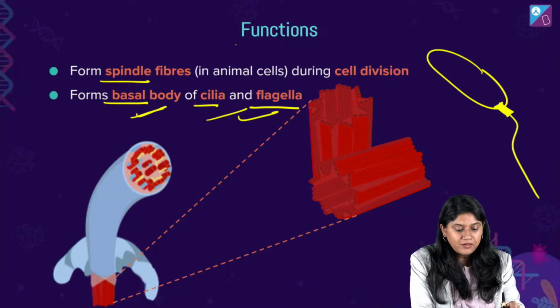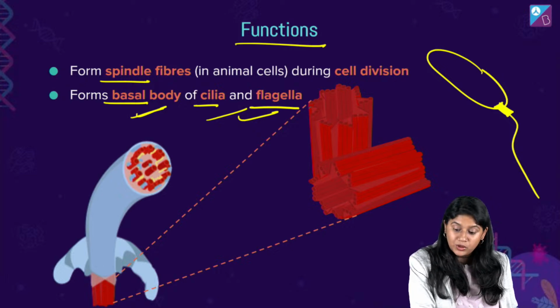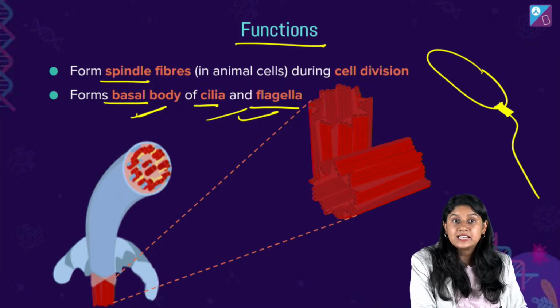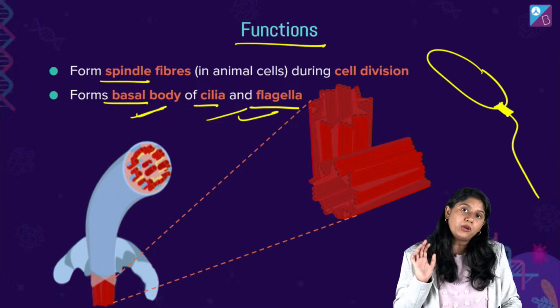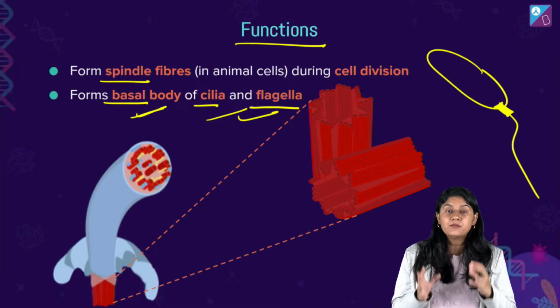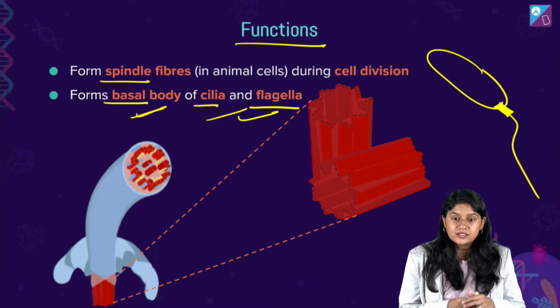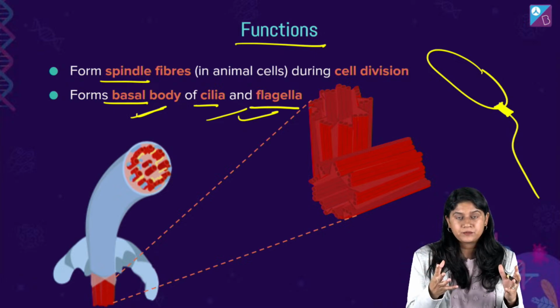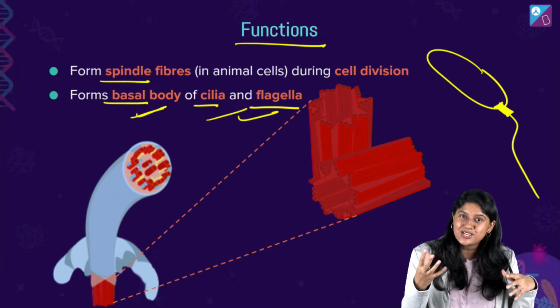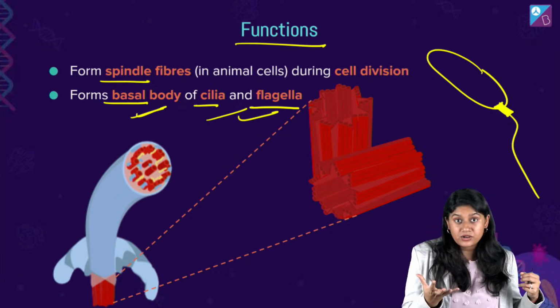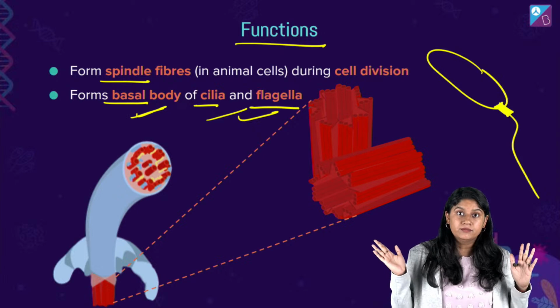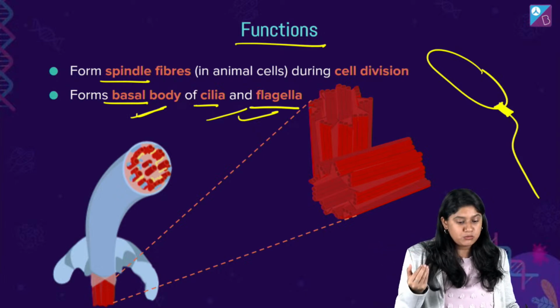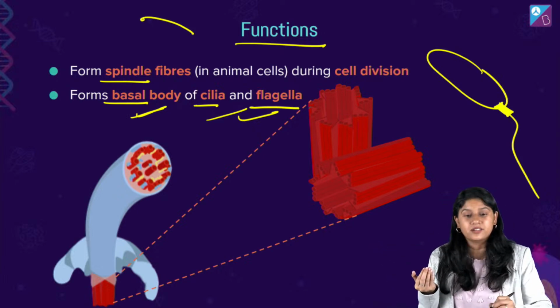So we are done with the functions of the centriole now. Now we'll be discussing the cilia and the flagella. Now we know that cilia and the flagella are very important organelles. Basically, what important part do they play? Cilia and flagella have a very important role in movement, in locomotion. They play a very important role in moving the organism from here to here.